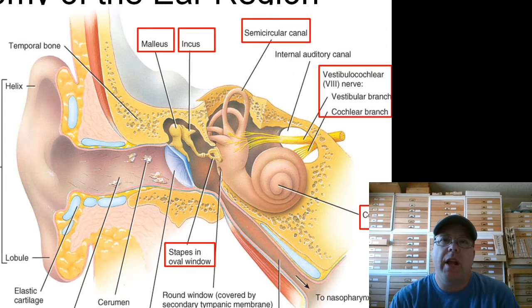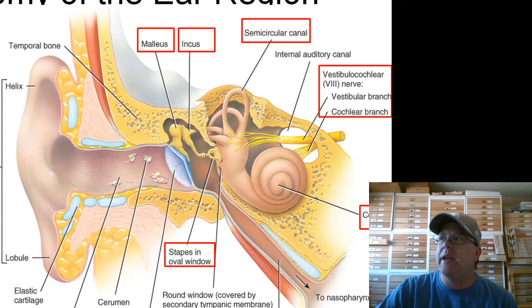Don't forget to check out Dr. West's video where she's holding models. I didn't get a chance to get any models, so I'm just going to use a diagram. But with the combination of both videos, you should do just fine. The ear is actually pretty easy.